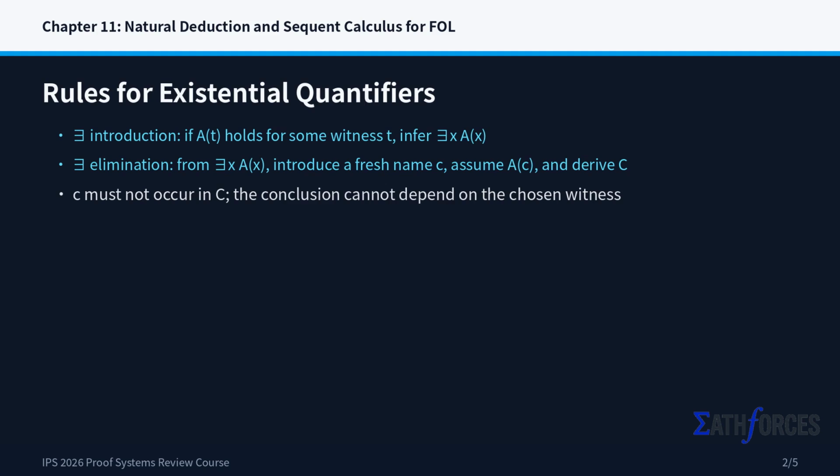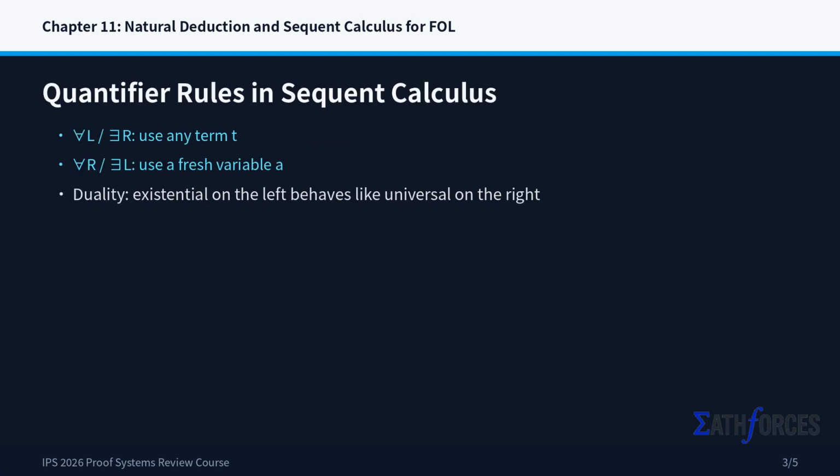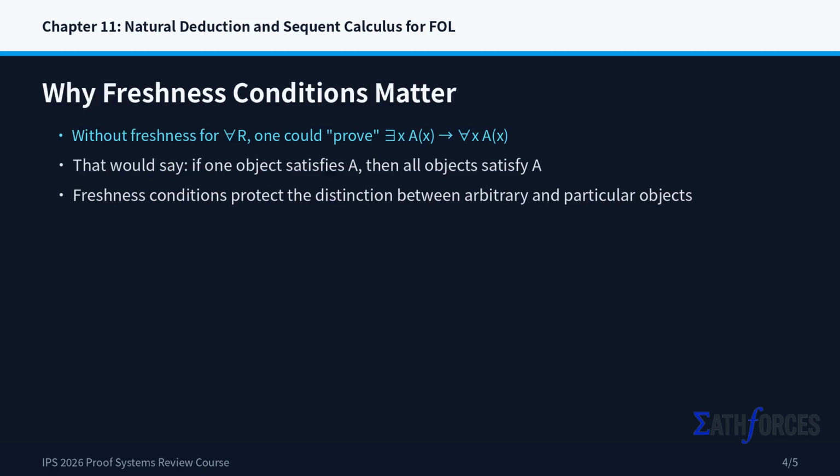because the final conclusion must not depend on the particular witness chosen. In sequent calculus, quantifier rules come in dual pairs. For all left and exists right may use any concrete term t. They are specific rules. For all right and exists left require a fresh variable a. They express arbitrariness. Notice the symmetry. Existential on the left behaves like universal on the right, and universal on the left behaves like existential on the right. Freshness conditions are not cosmetic.